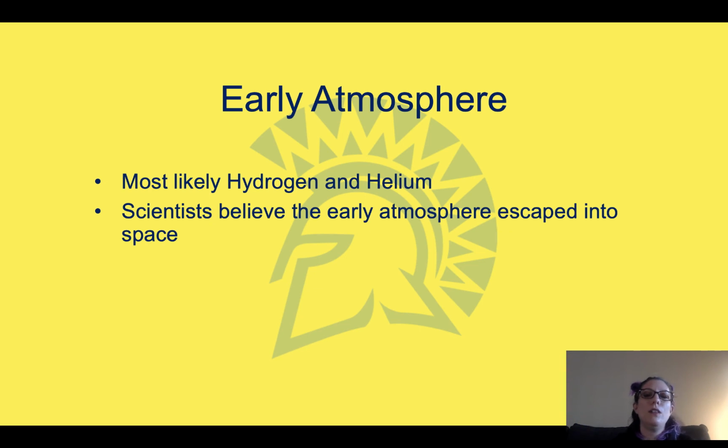Okay, and then what did our early atmosphere look like? It was not the same as it is today. Before dinosaur times, it was most likely hydrogen and helium. Helium has a very high escape velocity, meaning it moves very fast when it's heated. And so a lot of the atoms moved really fast and eventually got enough momentum to go off into outer space. So we lost a lot of the helium that we had in our atmosphere into outer space throughout time.